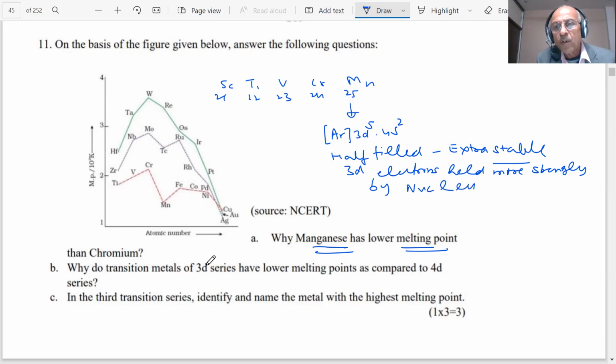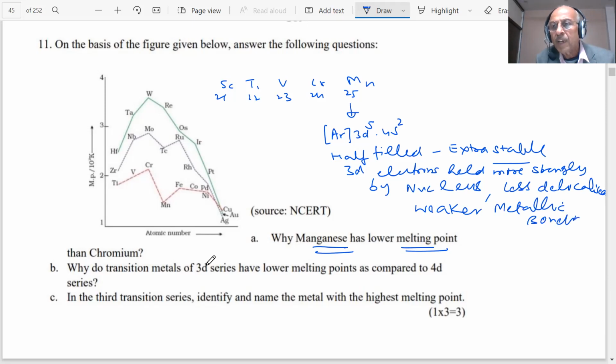They are held more strongly by the nucleus. So they are less delocalized. They are less available for bonding. So the result of this is there is a weaker metallic bonding. And when the metallic bonding is weaker due to extra stability of the 3d half filled orbital, the melting point will be lower. Melting point is lower, students.